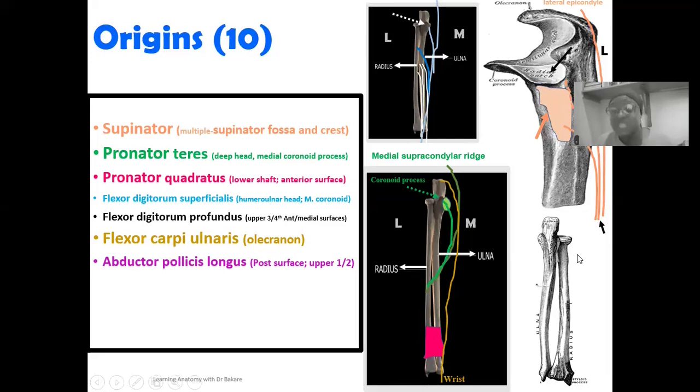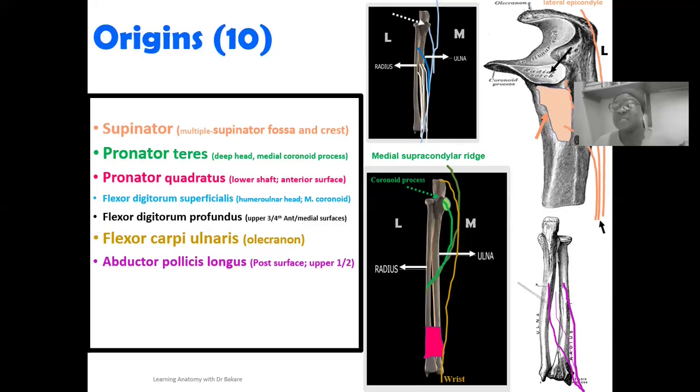So now let's use this lower image to illustrate this. This is the posterior view of the ulna. So this is where we have the origin of the abductor pollicis longus. This abductor pollicis longus is seen to emerge or originate from the posterior border of the ulna, and it is specifically seen around the upper half of this region. And it is also seen to emerge from the interosseous membrane and also the radius around this specific level.